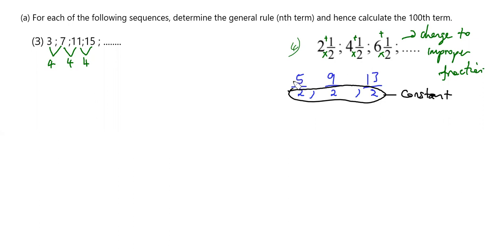So the top part is what is changing. Here we need to focus on the top part. We don't need to stress about the bottom, but remember to always carry your denominator. So let's look at the numerators. 9 minus 5 is going to give us 4. 13 minus 9 is going to give us 4. So we are focusing on the top, the numerator only.